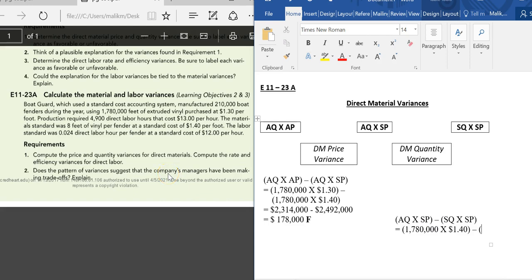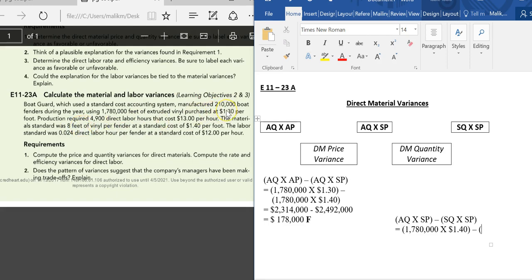So here it is given that to produce one fender, remember the boat fender is the final product, the standard material they need is 8 feet of vinyl. So for one fender they need 8 feet of vinyl. Now we will check how many fenders they actually produced, and you will find this information here at the very beginning. They actually produced 210,000 boat fenders. So remember, these 8 feet is for one boat fender. They actually produced 210,000 boat fenders.